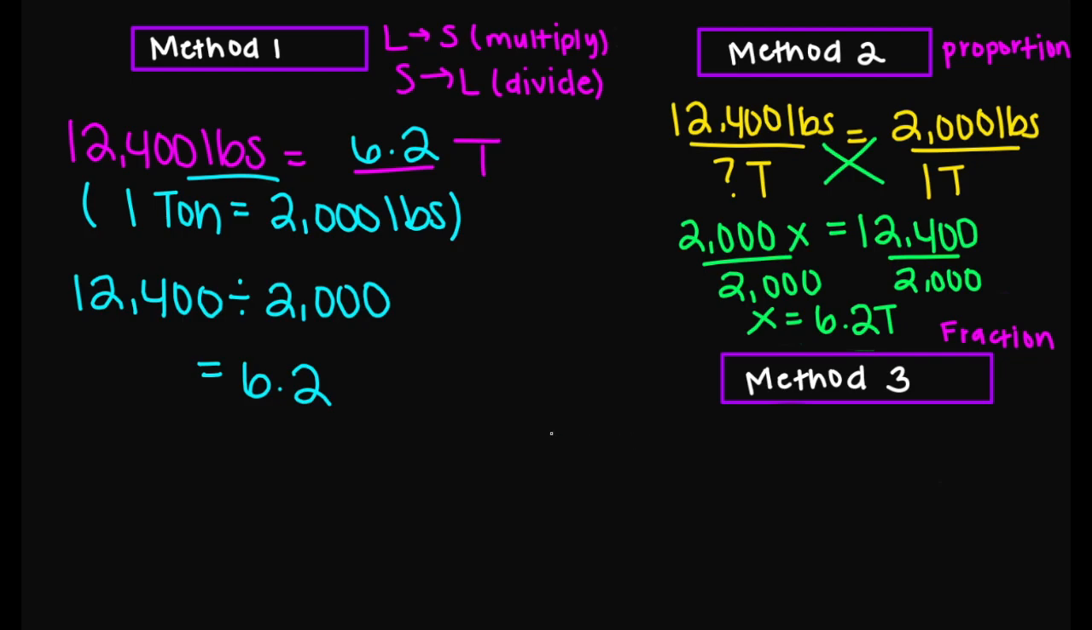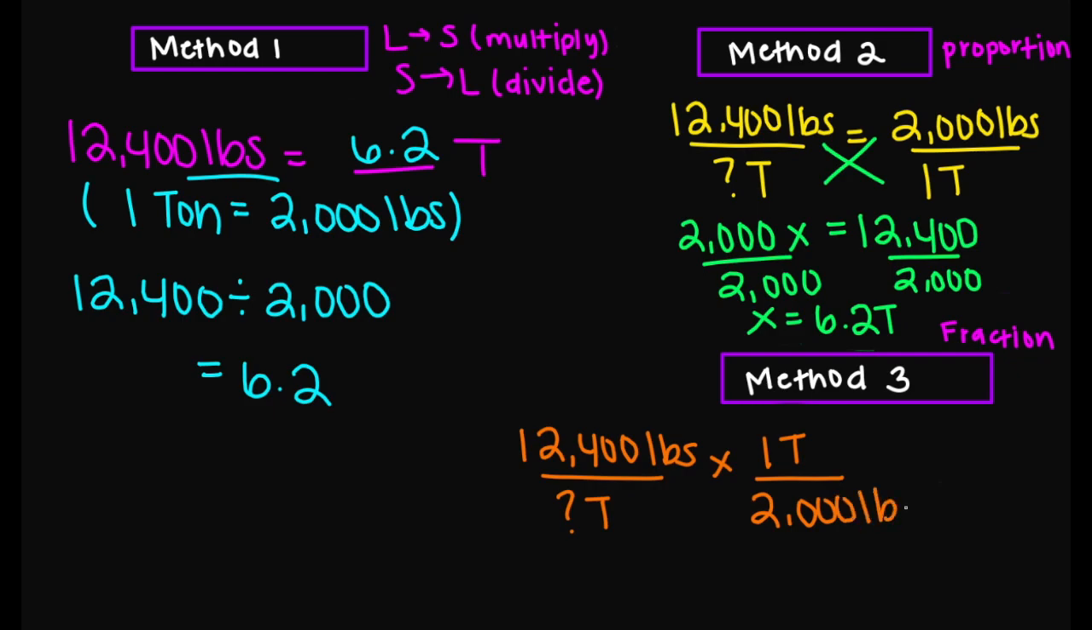Now method number three, if I set up a fraction, the top here is going to be 1 ton, and then down here is going to be 2,000 pounds. Now I'm just going to multiply across because my pounds and tons are going to cancel out. So my numerator is 12,400, and my denominator is 2,000. When I divide these two, this is going to give me 6.2 as well. So my missing factor here is tons, so this is going to be 6.2 tons as well.